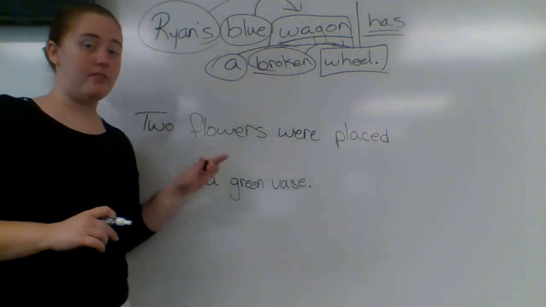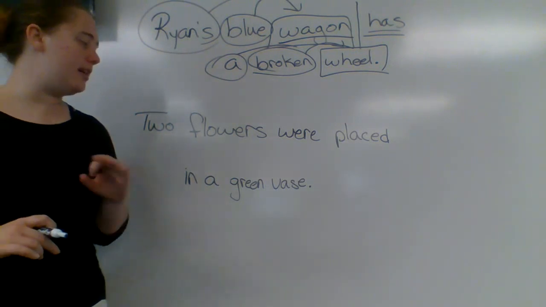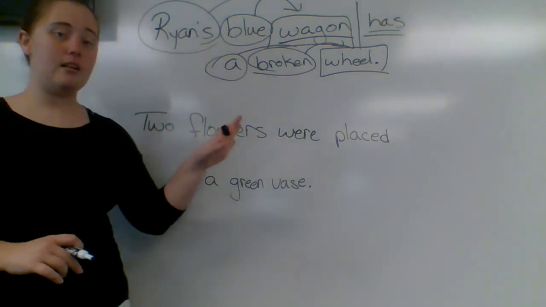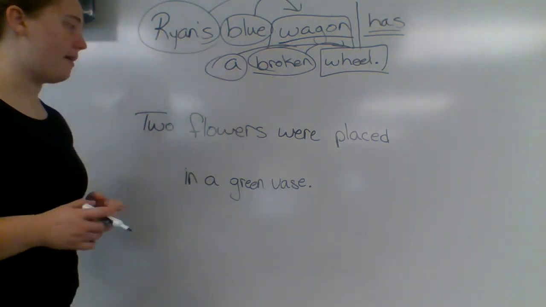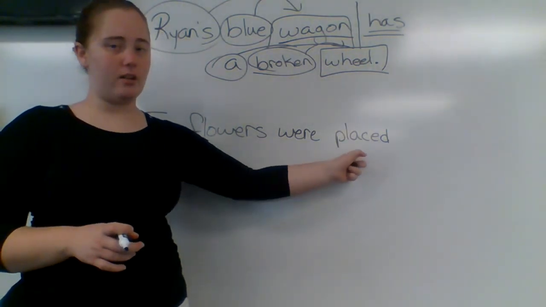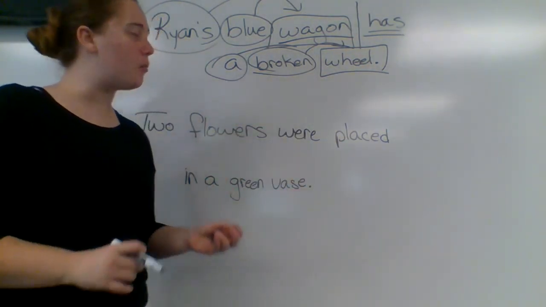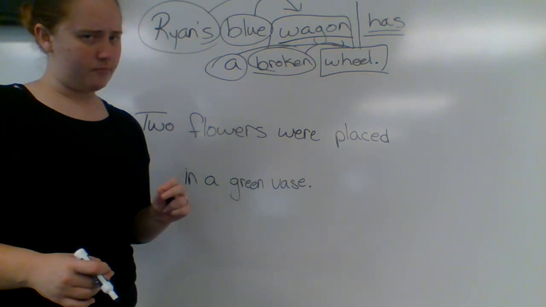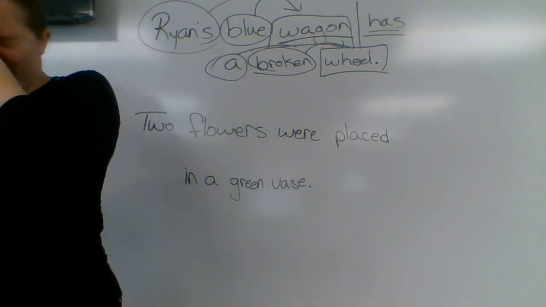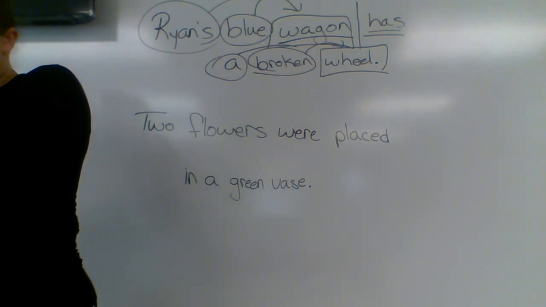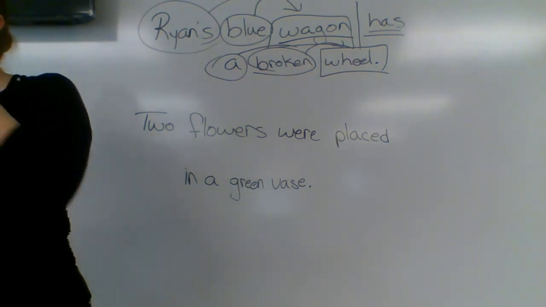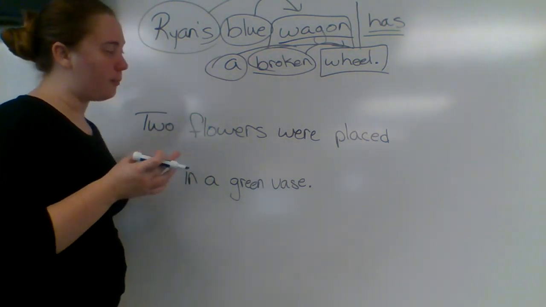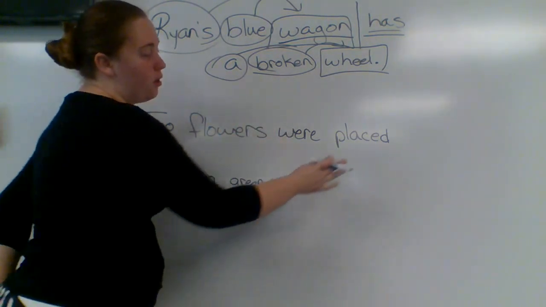I have in this second sentence, the flowers were placed in a green vase. So I need to find my verb first. So my verb, well, I have the word placed right here, something that you can do. You place something somewhere. But I also have the word were, which is on my helping verb list. So which one is going to be my verb? Were from my helping verb list or placed?